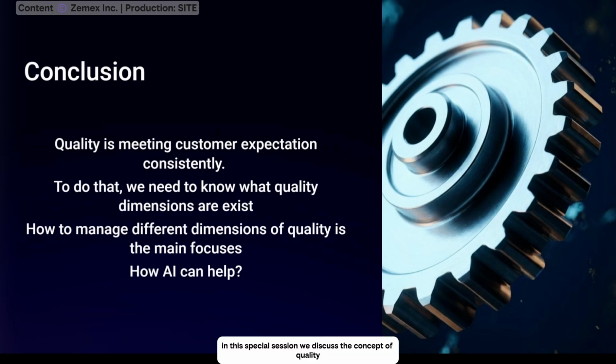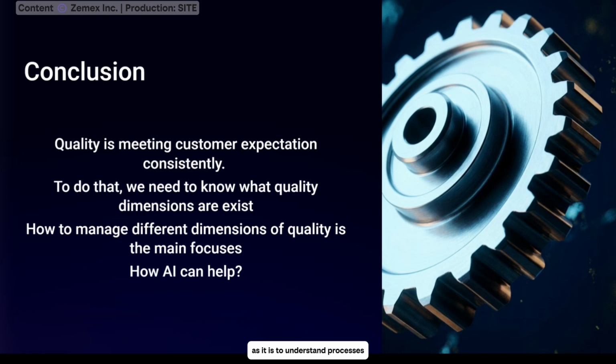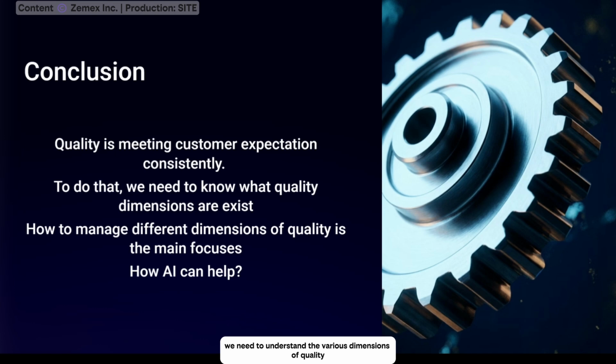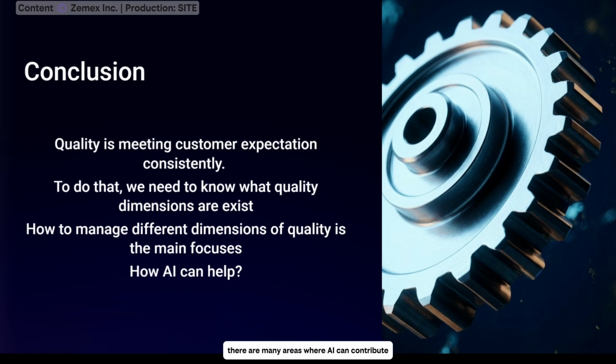In this special session, we discussed the concept of quality. Quality means meeting customer expectations consistently. Therefore, it is just as important to understand quality as it is to understand processes. To manage quality effectively, we need to understand the various dimensions of quality for both goods and services. An interesting question is how AI can help in managing quality more effectively. In the production of goods, there are many areas where AI can contribute. For example, AI can detect potential causes of defects at an early stage through sensors, images, and precise measurements.